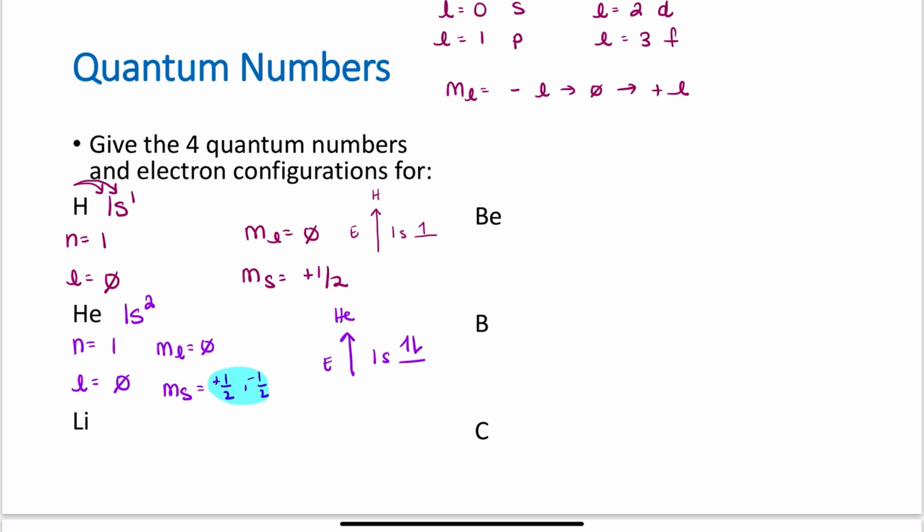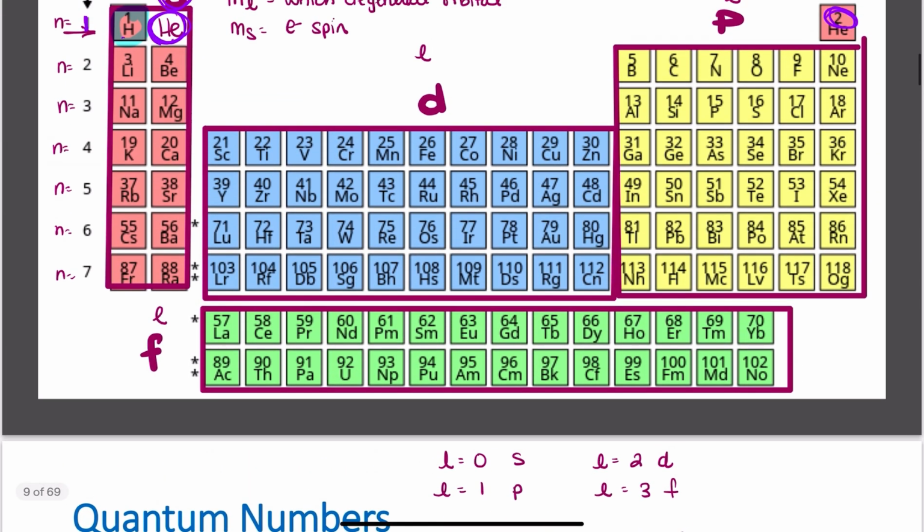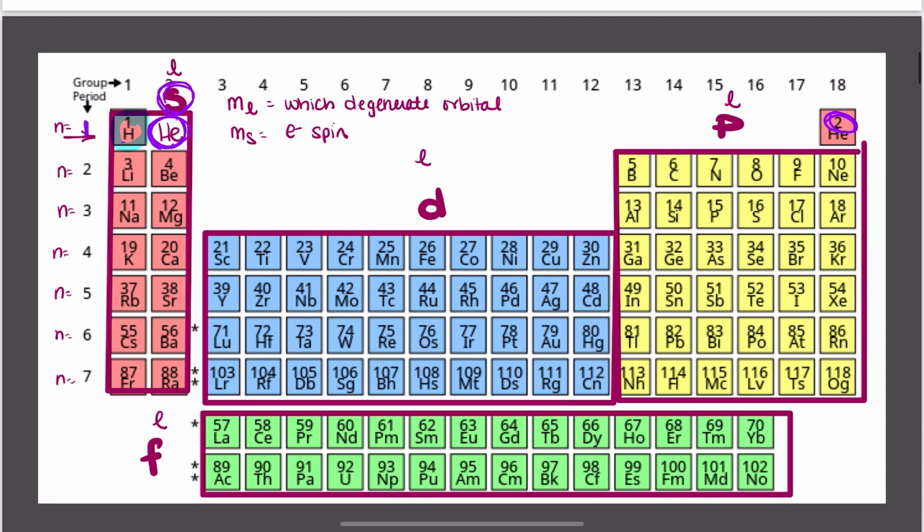Okay, now let's look at lithium. Back to our table, we go across, there's nothing else here in the table. There's no p block over here. So now I'm down to the n equals 2 level, and I see lithium here. Lithium is in my second energy level, and it's still in the s block.